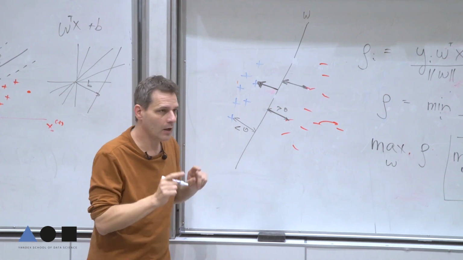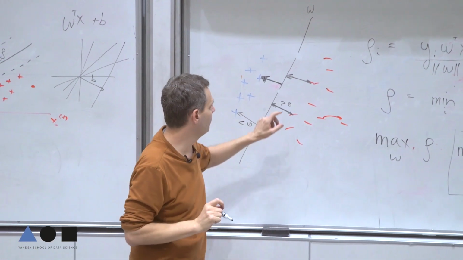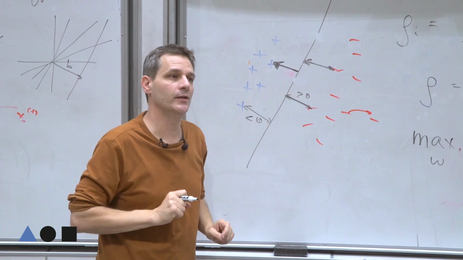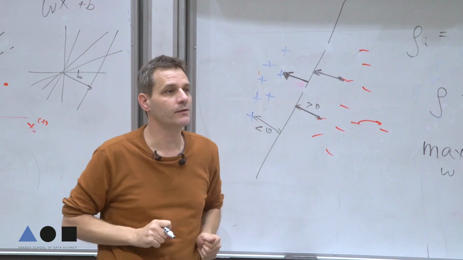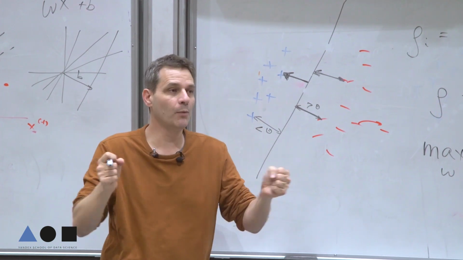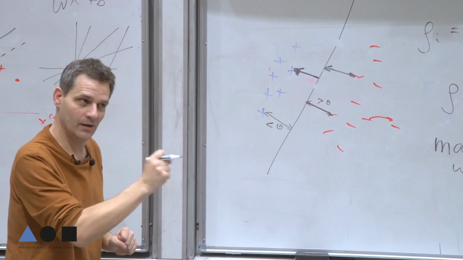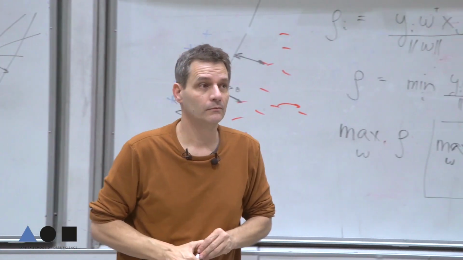So I think I was confusing you a bit when I said that the margin is the distance. It's not exactly the distance. It's the signed distance. You care about what side of the hyperplane it is. And you want to maximize it, you want to push it away to the right side. Otherwise, it's going to be negative, and that's even worse. Does that help? Great. Yes?